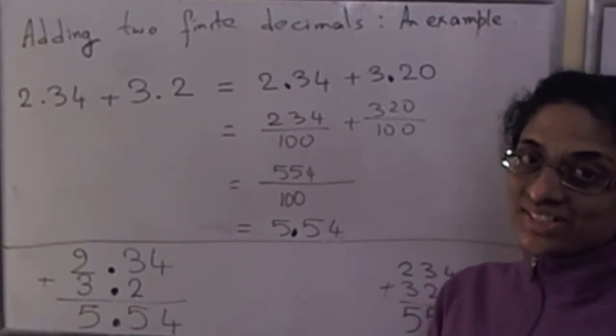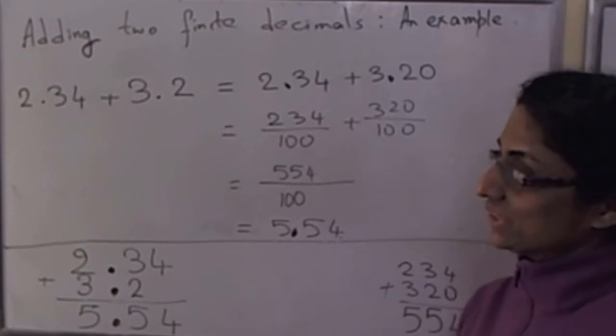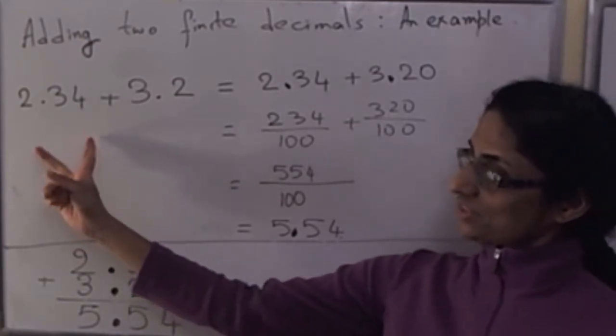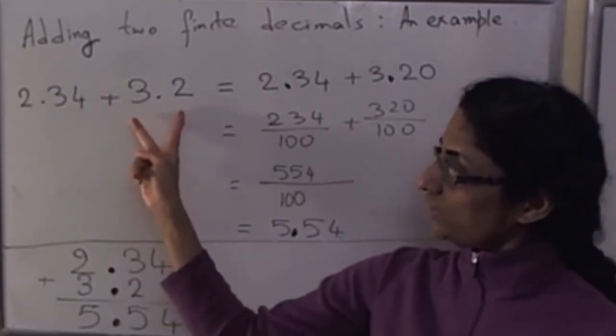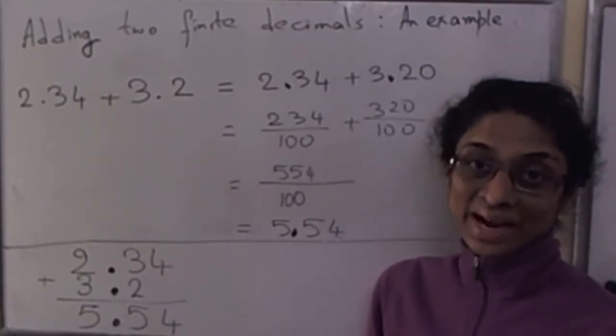Hi, let's discuss how to add finite decimals. So here I have two finite decimals written, 2.34 and 3.2, and we ask how do we add them?